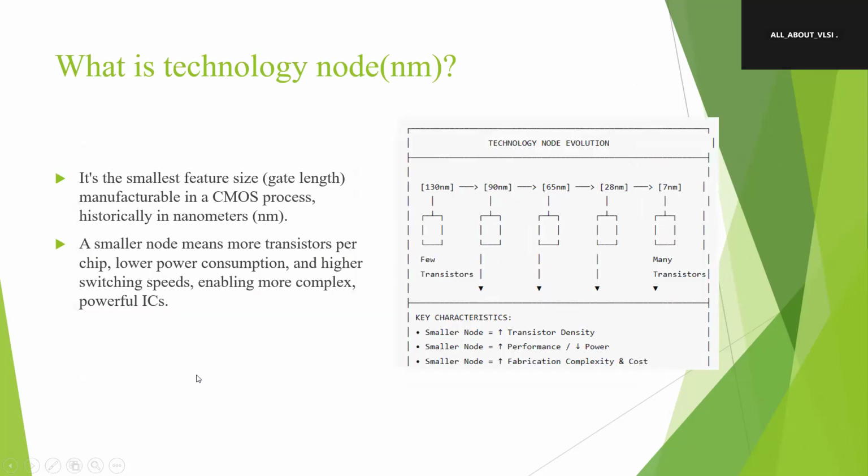Okay. Next, what is a technology node? It is the smallest feature size. You know that as technology decreases, our gate length also decreases, right? So technology node means it is the smallest feature size, that means gate length. Consider this one.